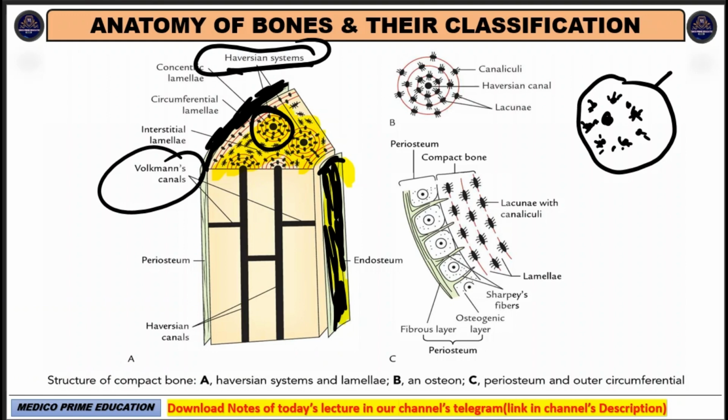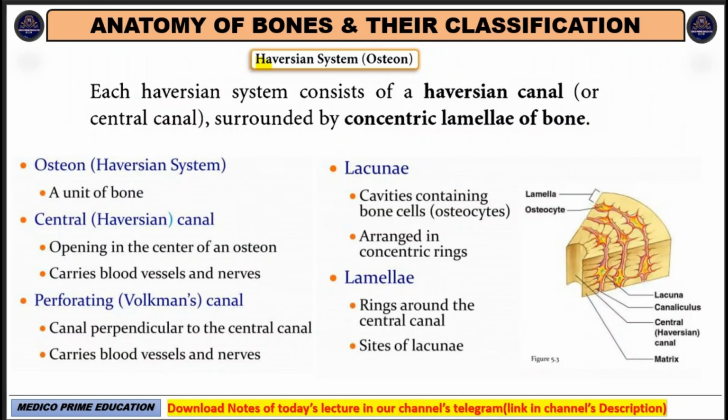Now we can read what is written here. For compact bone, you can write the Haversian system. You have to remember in your mind: first is the osteon. Osteon is the unit of bone. The central Haversian canal. The Haversian system consists of the Haversian canal and Volkmann's canal. The Haversian canal is the opening in the center of the osteon.